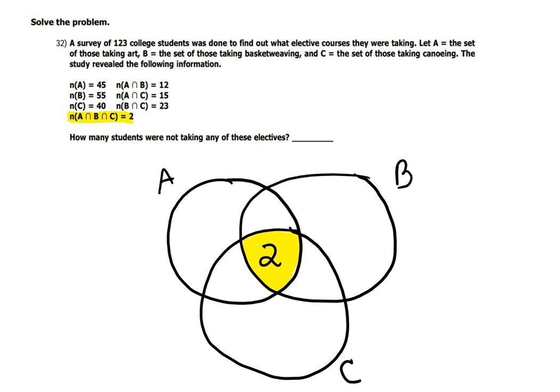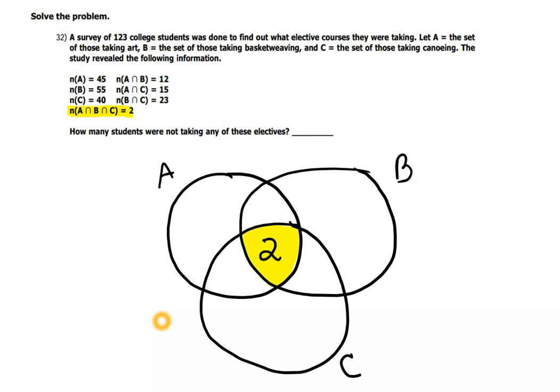Okay, I went ahead and drew the circle we're going to need. This is one of those survey problems, and you've got three circles. One represents the number of students who are taking an art class, B is basket weaving, and C is people taking canoeing.